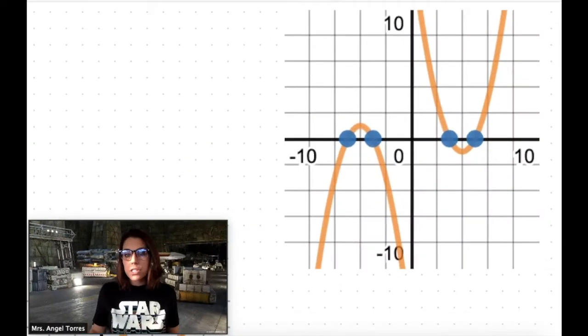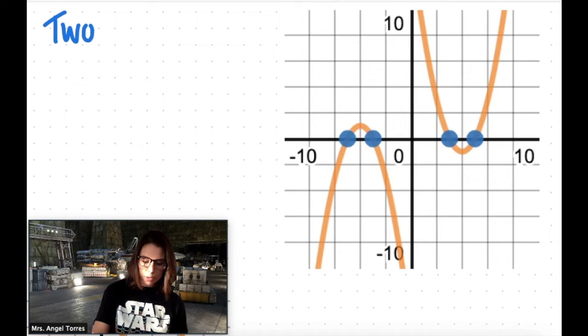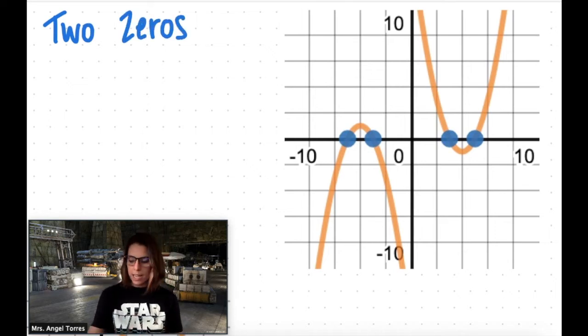Now, before we can actually start solving some quadratic functions and finding the zeros, let's do a quick review on the types of zeros that you can have. It's most common when you're graphing a quadratic that your function is going to have two zeros, meaning that the parabola is going to cross the x-axis in two locations. The parabola on the left has two zeros, and the parabola on the right has two zeros.